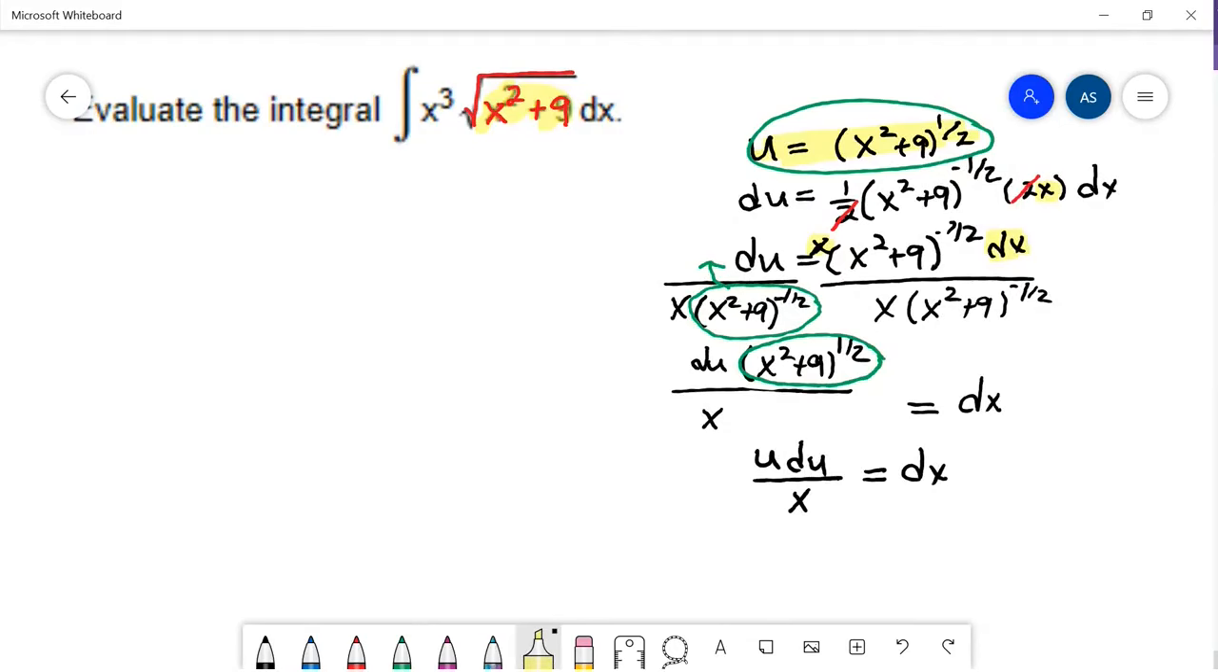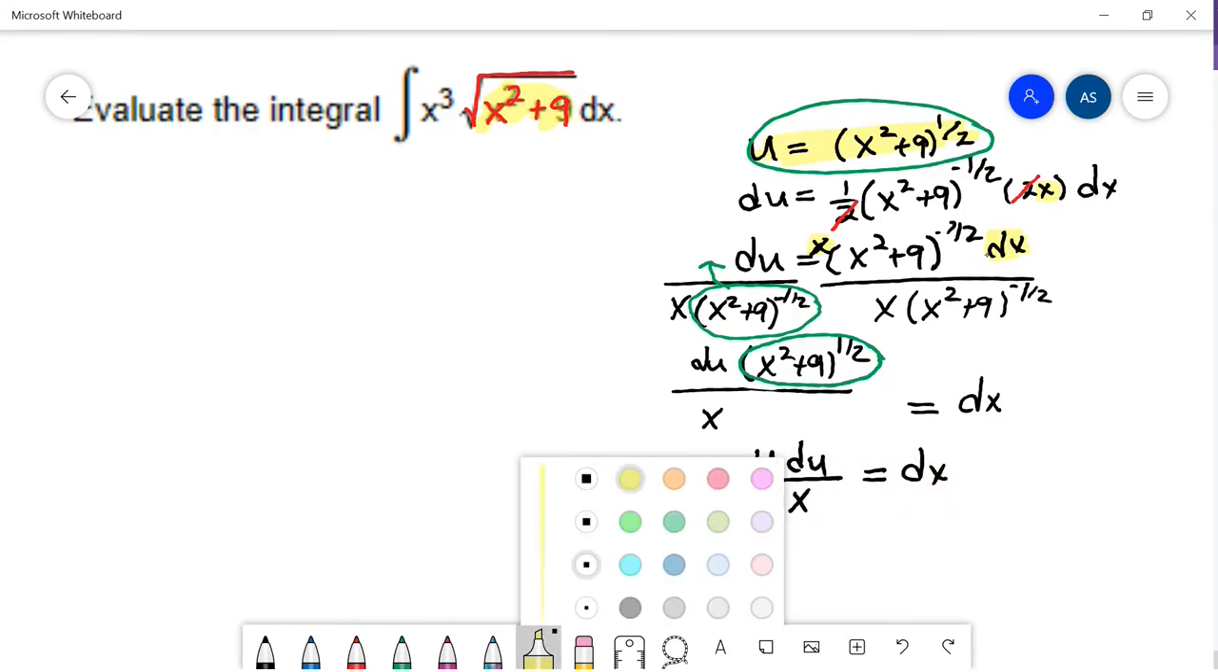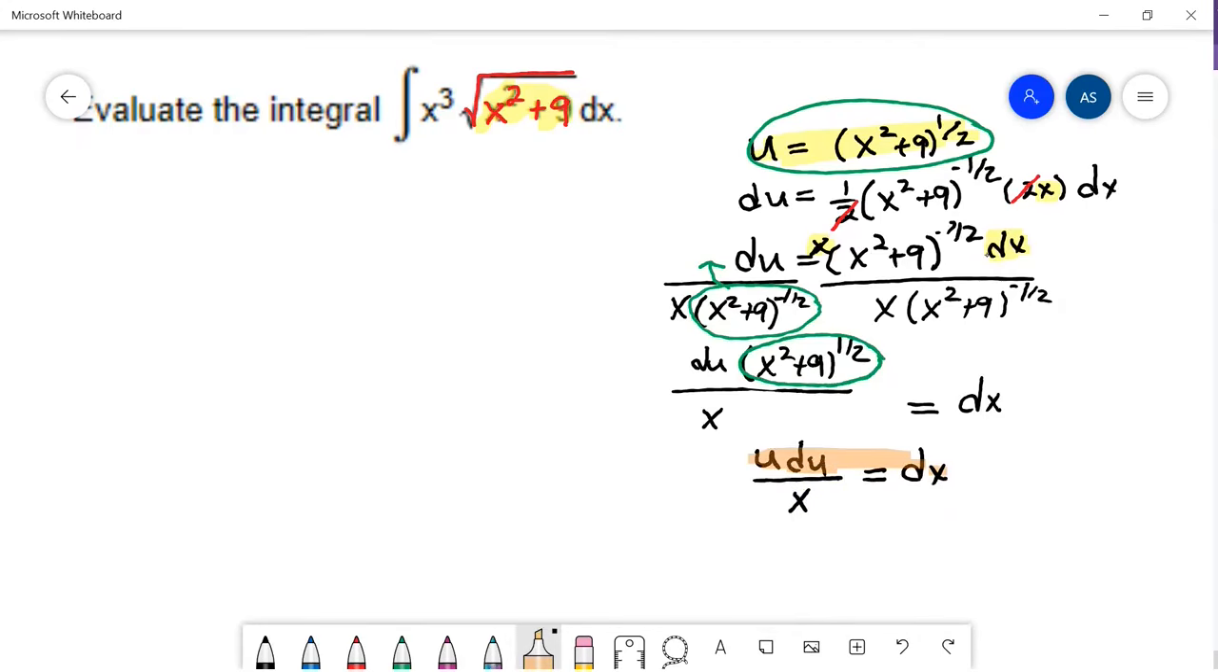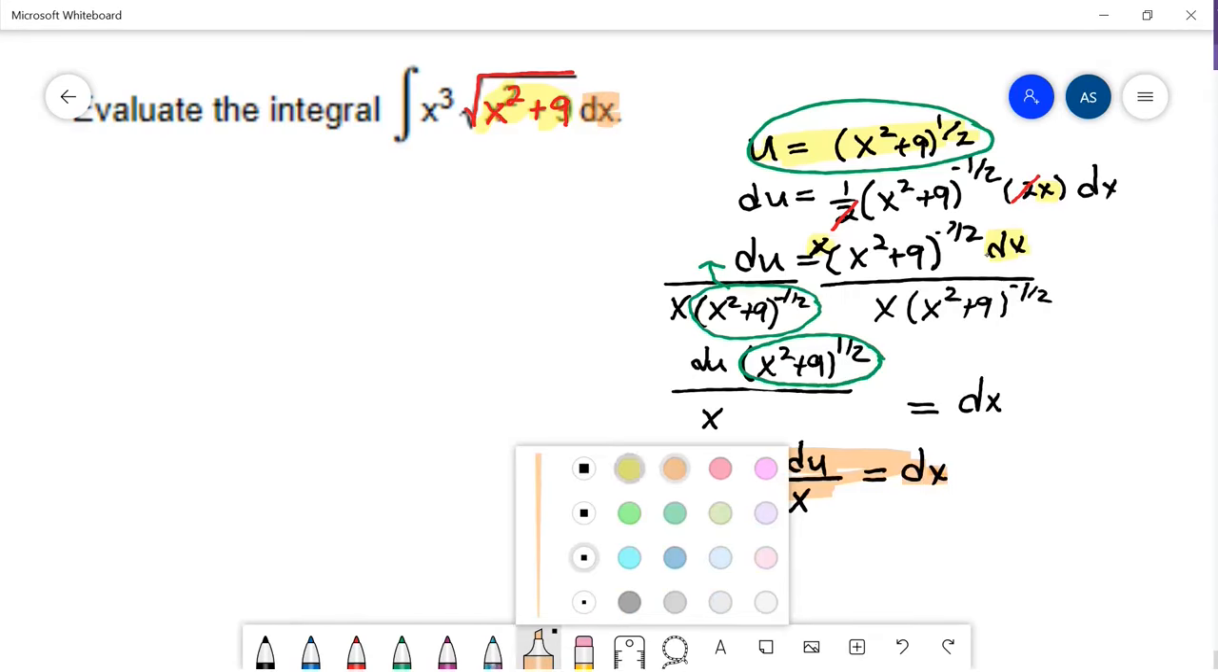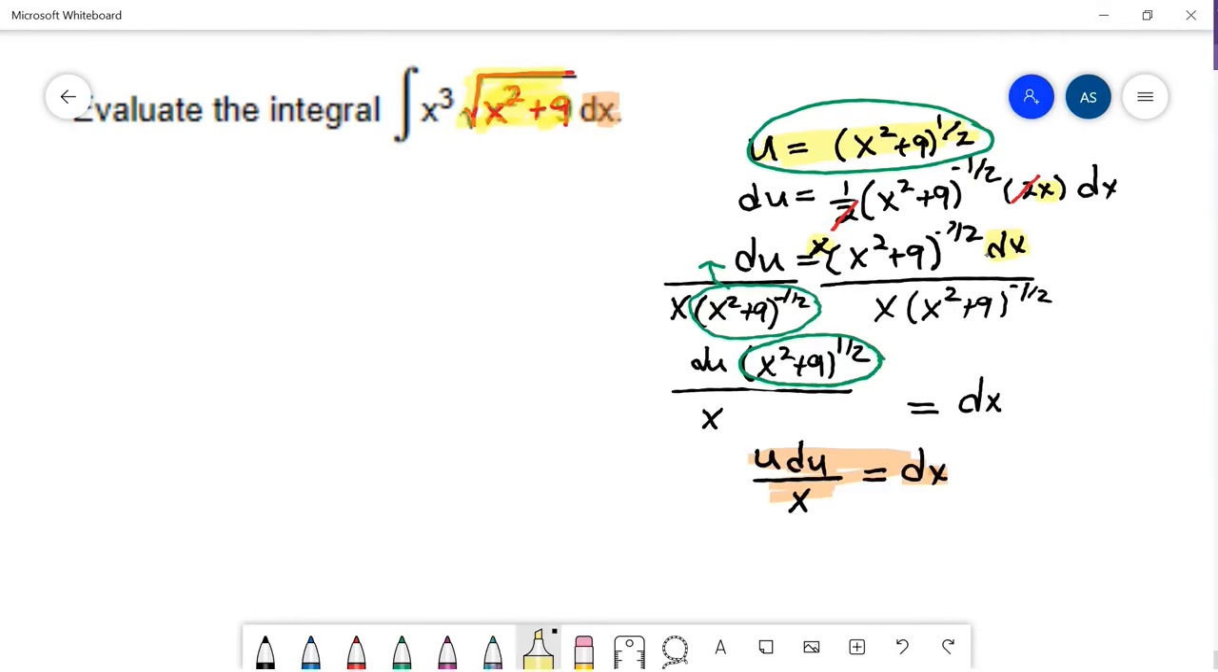Okay, and we have some more work to do, but I want to show you what happens if we do the substitution right now. I'm going to substitute for dx, maybe I should use a different color there, as well as the u that we talked about originally. So if I make the substitution right now, I'll have the integral of x cubed times u times u times u du over x.